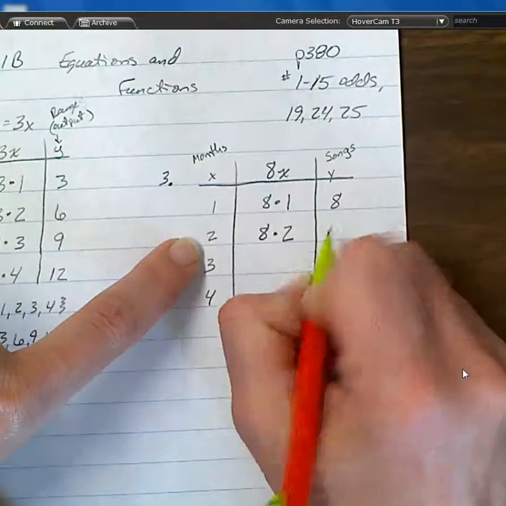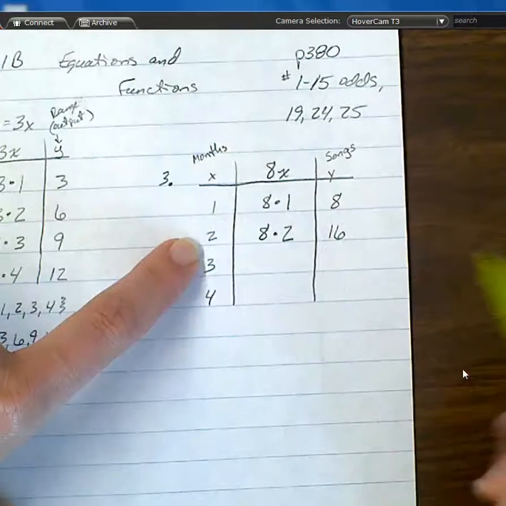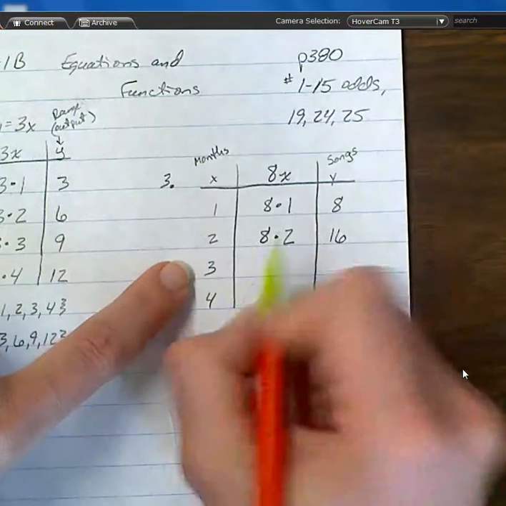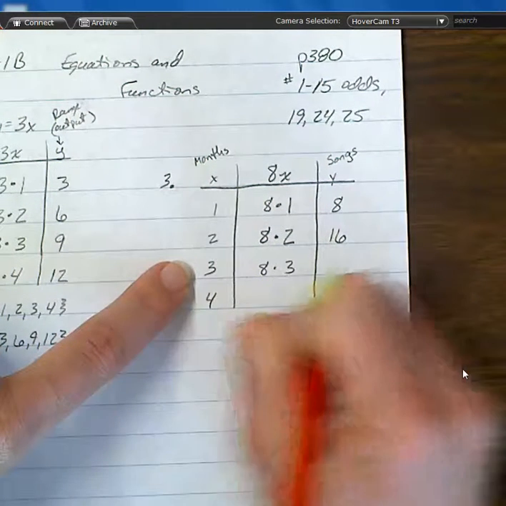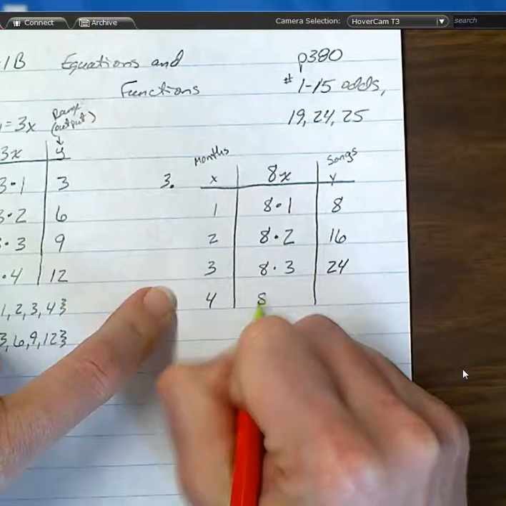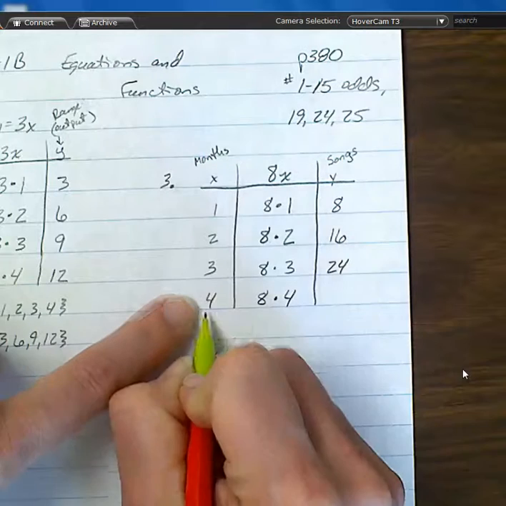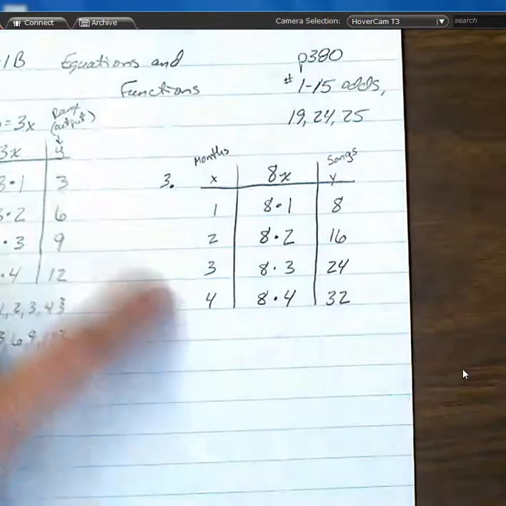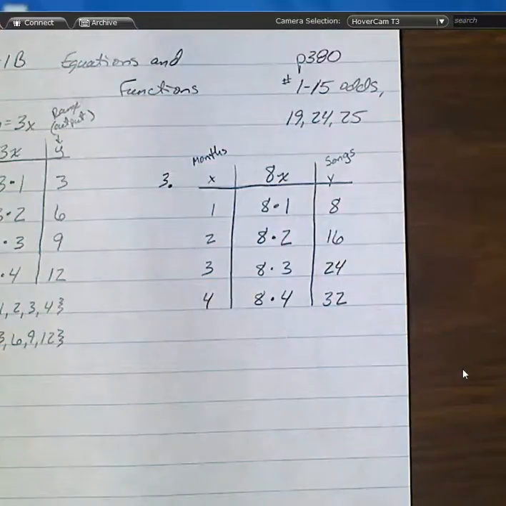8 times 2 is 16 what? 16 songs, because that's what the y stands for. 8 times 3 is 24 what? Songs. 8 times 4, because the x is 4, is 32 songs. Our function table is filled in. Are we done with question number 3?